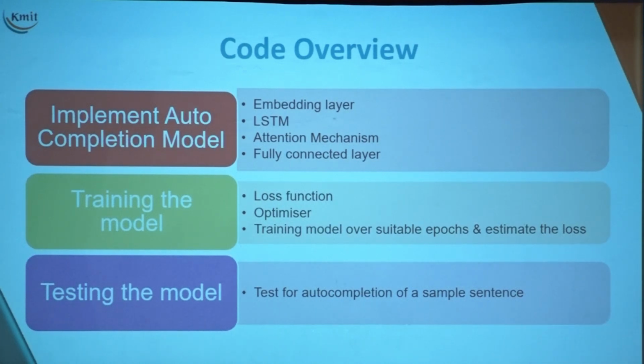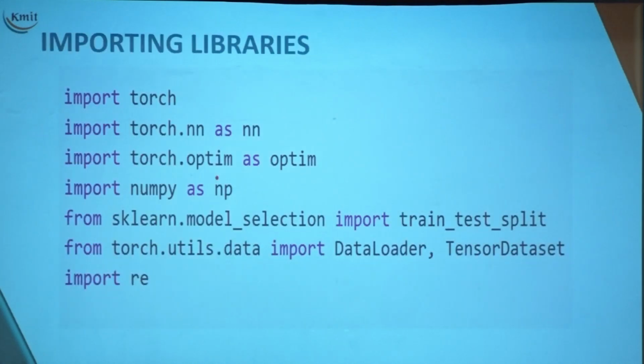Okay, then you will train your model by choosing a suitable loss function, applying a suitable optimizer to it, and then training over some suitable number of epochs, which are again user specific, and then you will estimate the loss of this particular model. Clear enough? Next, at last, you are going to test this particular model by using some sample sentences. Are you clear? Okay. So, the very first step, we go for data preparation.